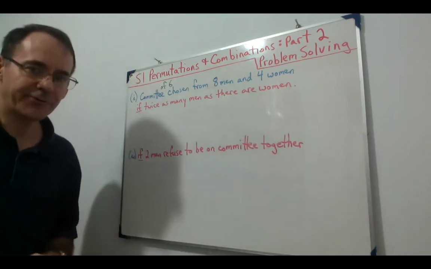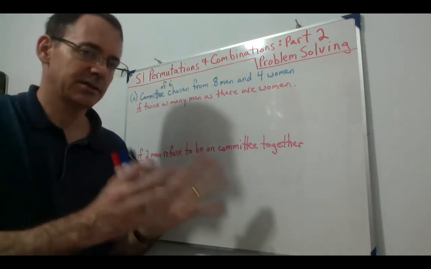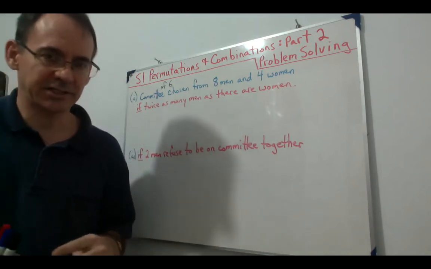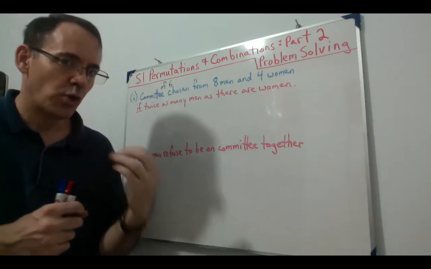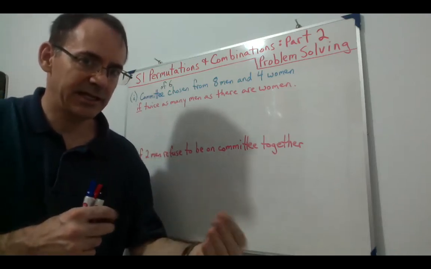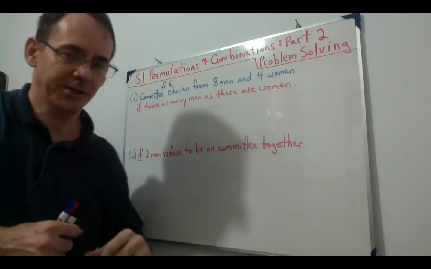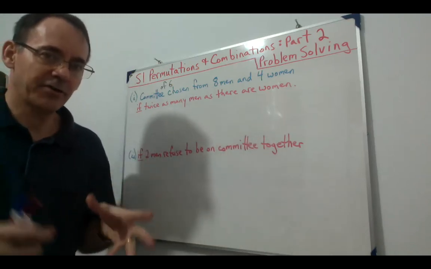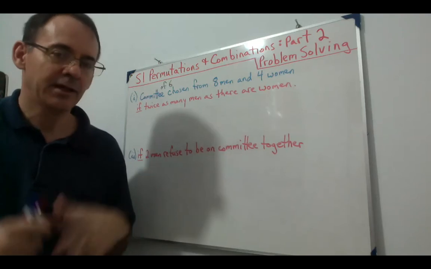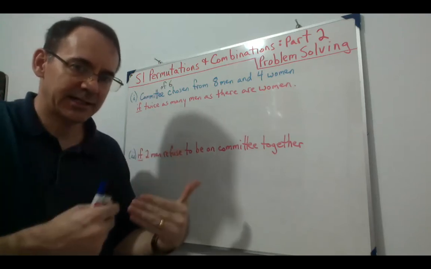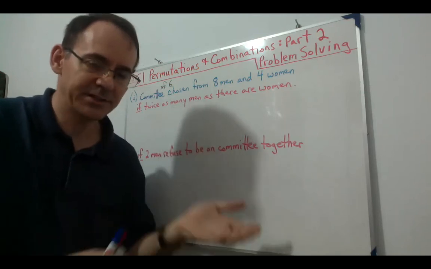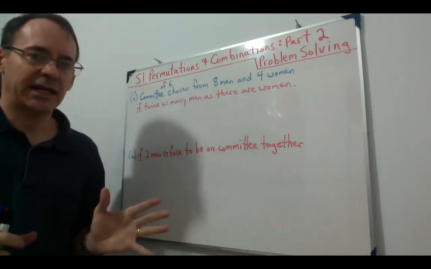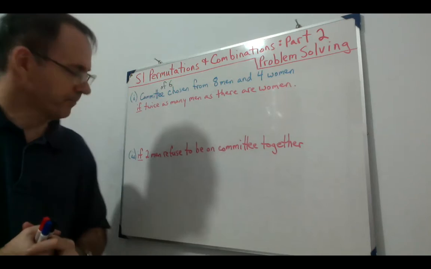So again, our first question, is it combinations or permutations? Is this an issue of the way the people in the committee are sitting with respect to each other, or is it just a matter of they're on the committee or not? Well, this is about being selected to a committee. It does not matter the arrangement within the committee. So this is a combinations question.